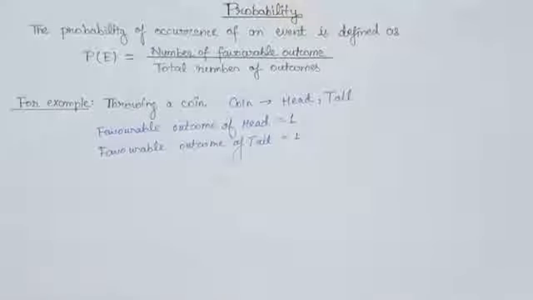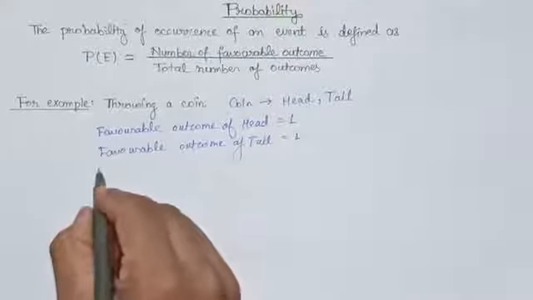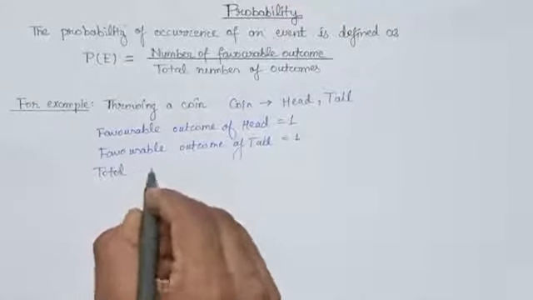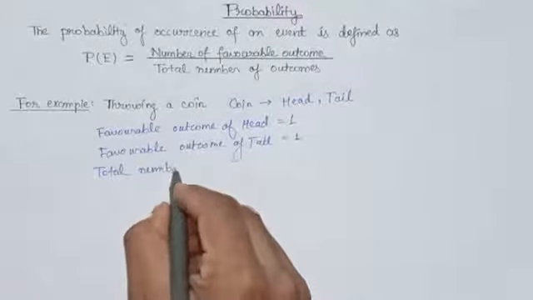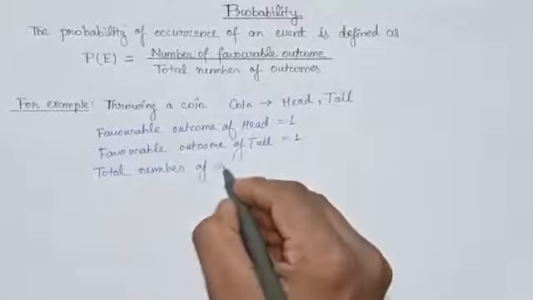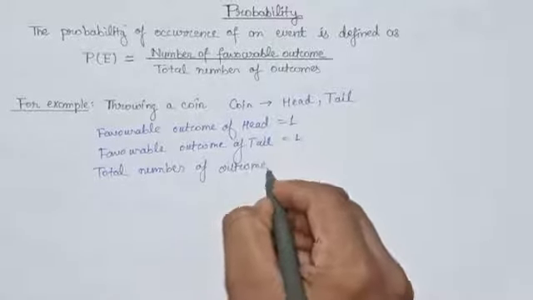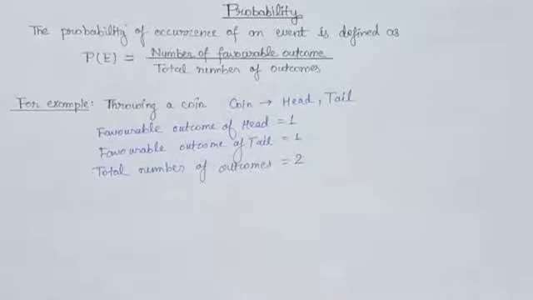But students, when you throw a coin, then you are not sure that what will come on the top surface of the coin after landing. That is, it will come either the head or tail as well. That's why the total number of outcomes in throwing a coin is 2, that is head and tail. So we can write here total number of outcomes is equals to 2.